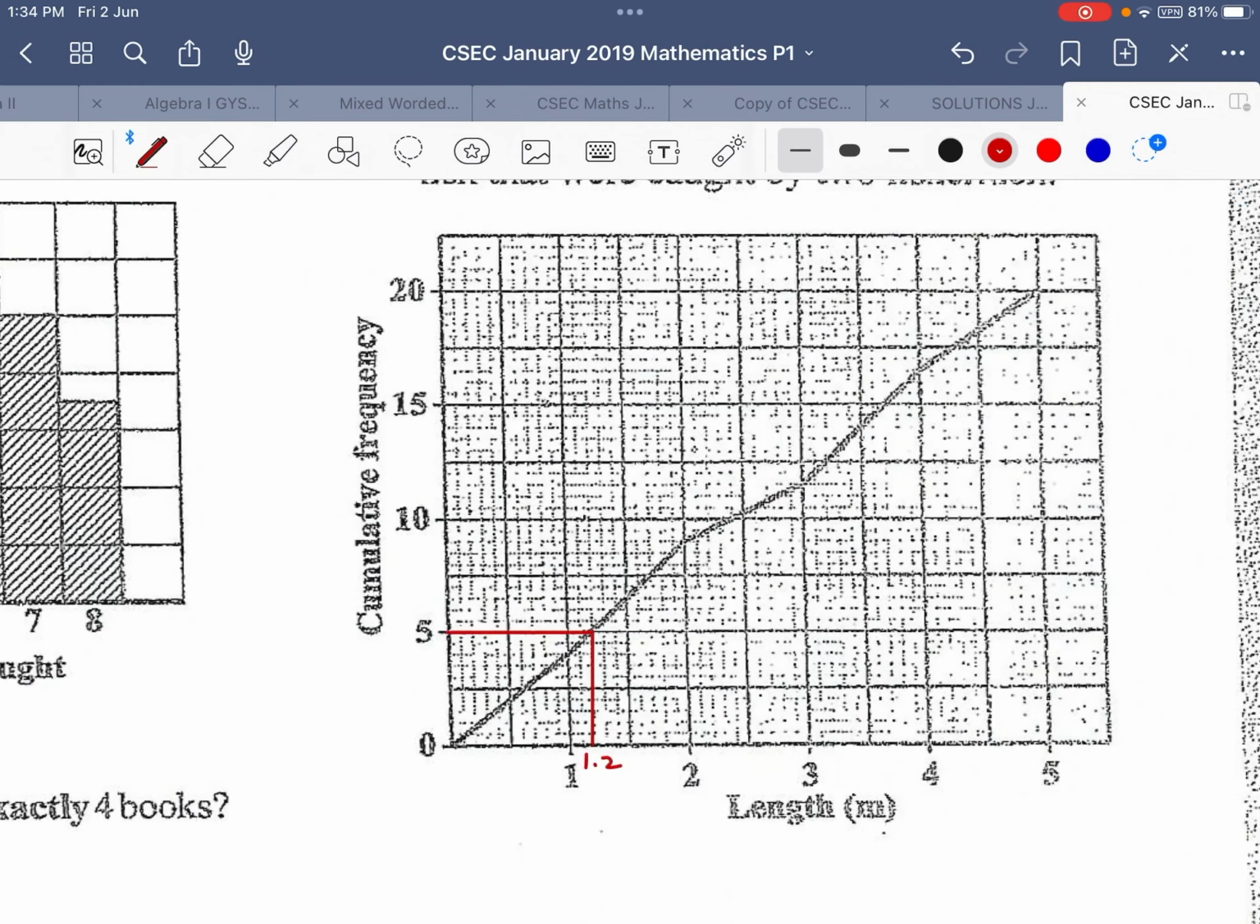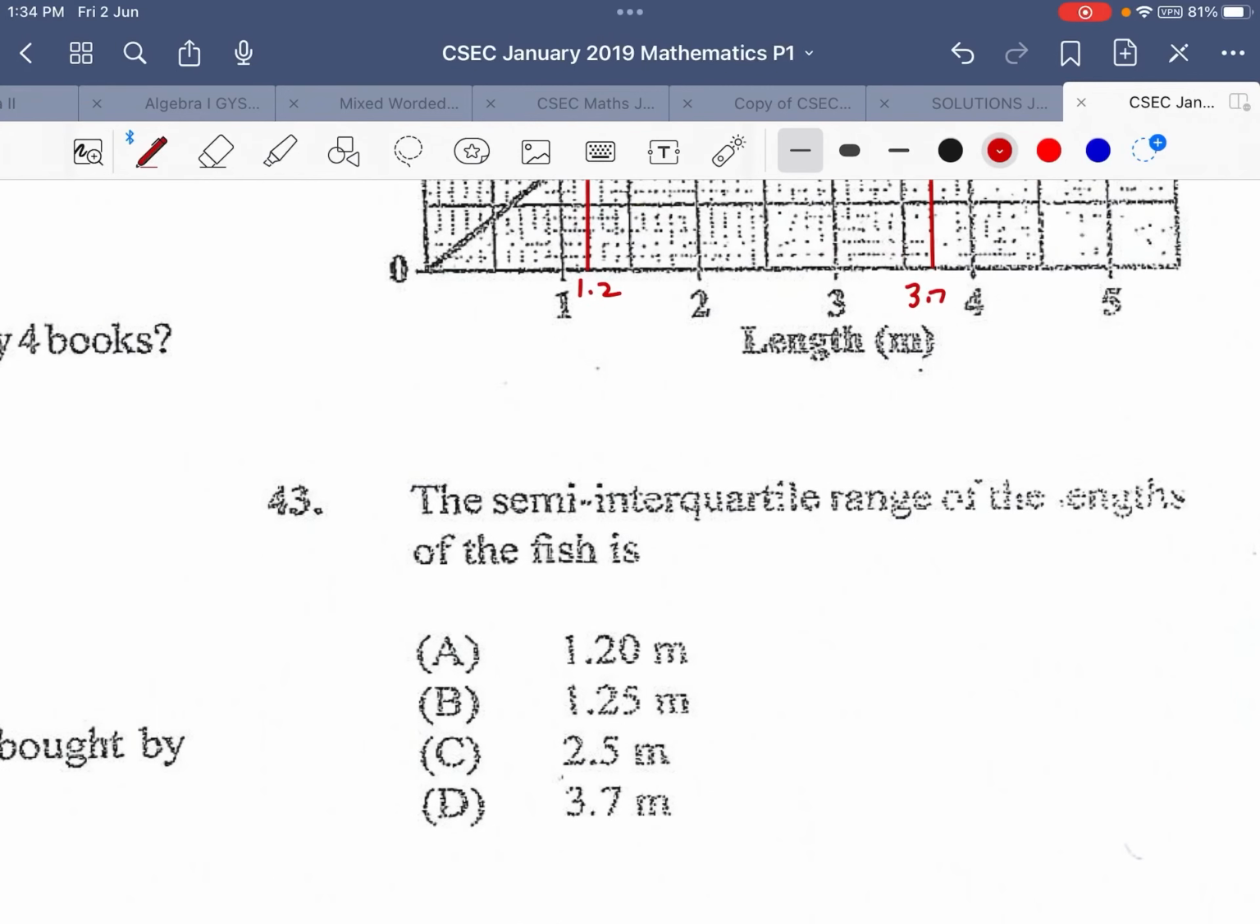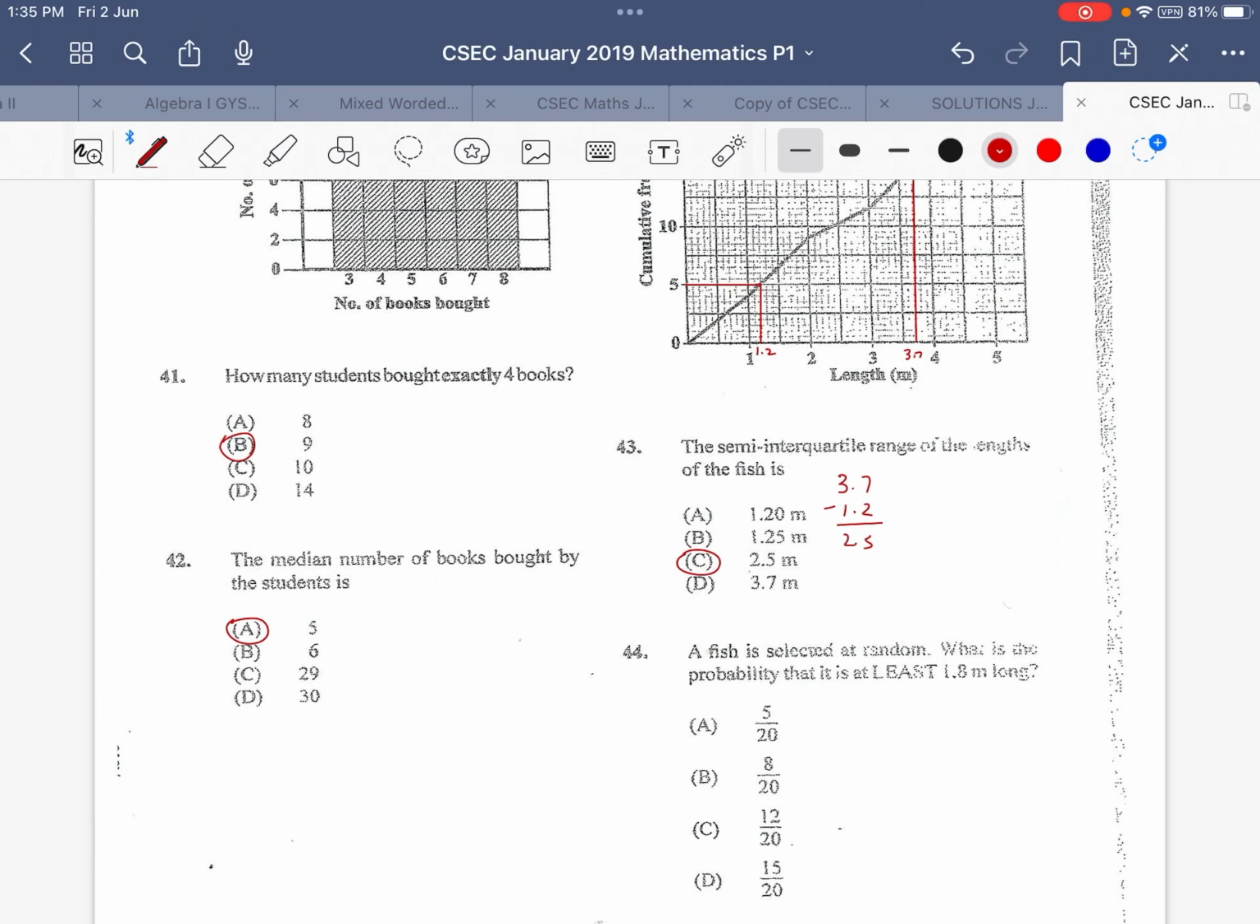That's your first quartile. And your third quartile would be 3/4 of 20, which is 15. So at the 15th fish, that gives us a length of 3.7 meters, I believe. So the interquartile range is the difference between the two of those. So 3.7 minus 1.2, which is 2.5. Okay, so that's number 43.